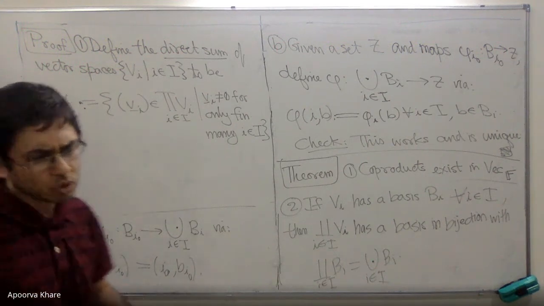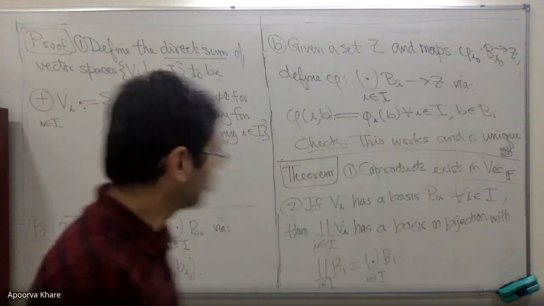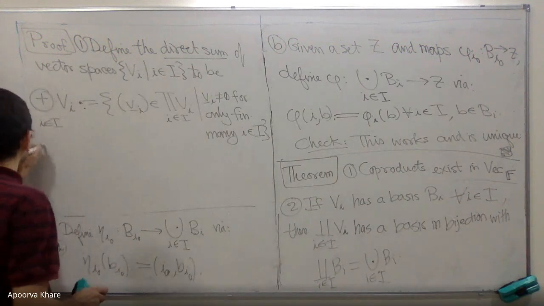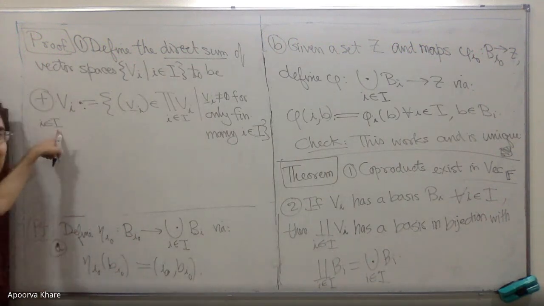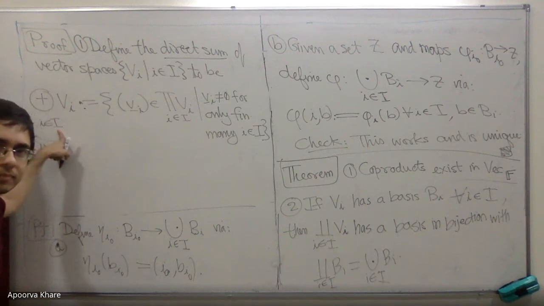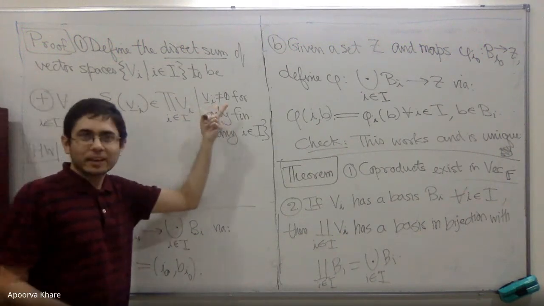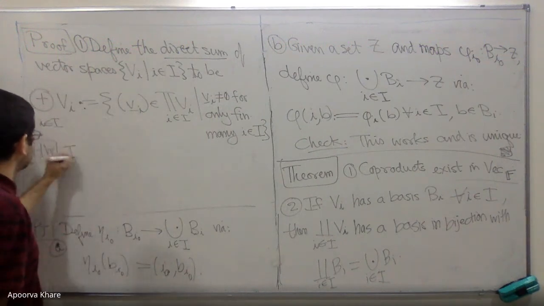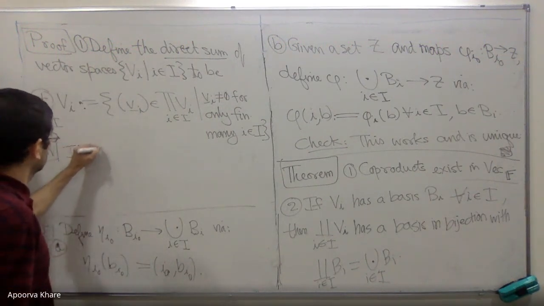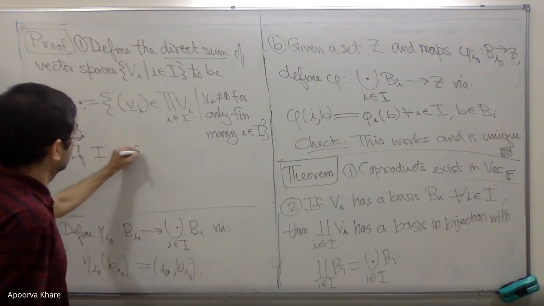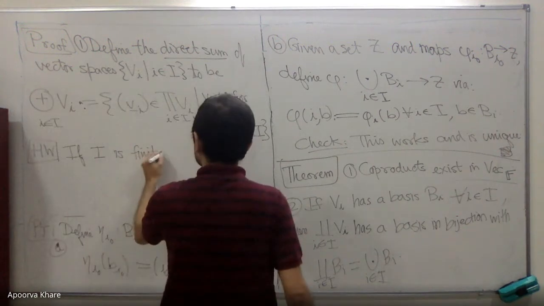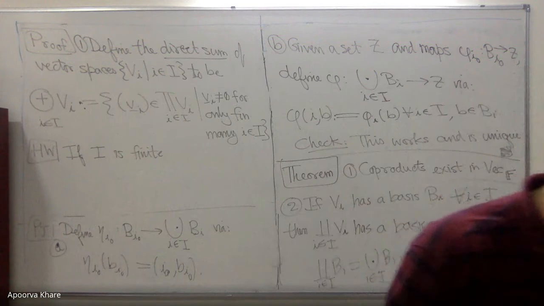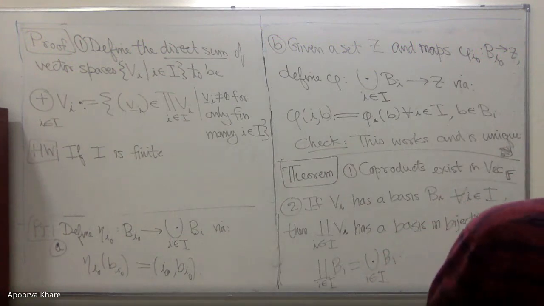And in fact, that was the homework problem. Homework, obviously: what if there are only finitely many i's? Then every v_i can be non-zero, therefore this can be the entire set. Right? So if I is finite, this is probably obvious. Let's not call it a homework. This is just obvious.